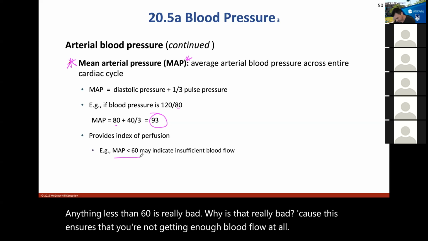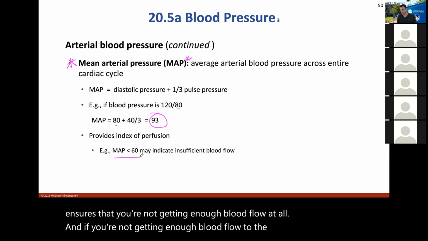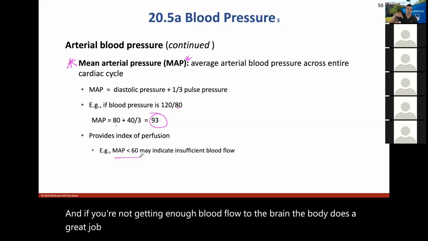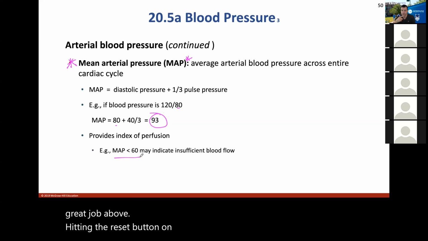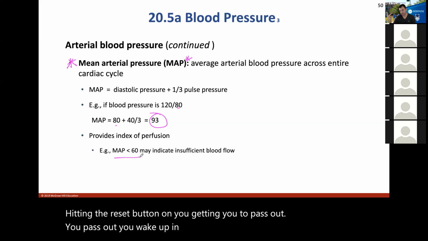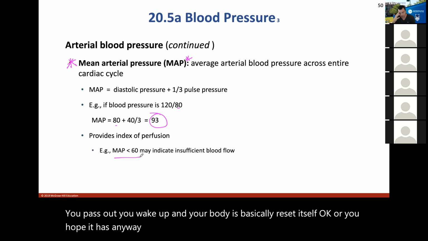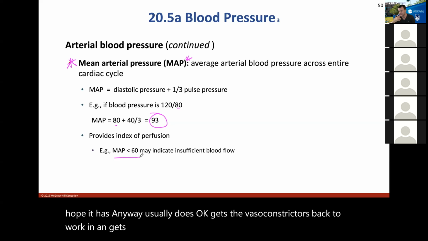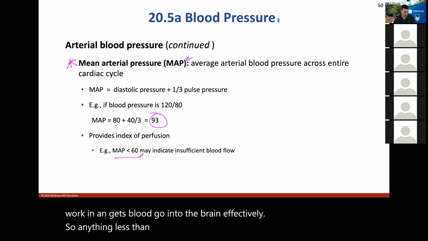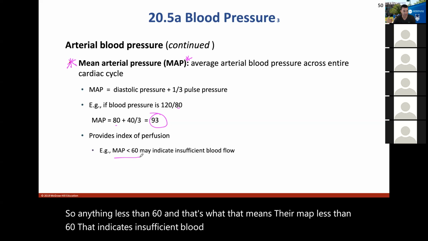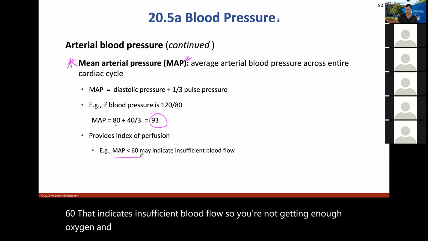And if you're not getting enough blood flow to the brain, the body does a great job of hitting the reset button on you, getting you to pass out. You pass out, you wake up, and your body has basically reset itself. Okay? Or you hope it has anyway. It usually does. Gets the vasoconstrictors back to working and gets blood going to the brain effectively. So anything less than 60, a MAP less than 60, indicates insufficient blood flow. So you're not getting enough oxygen and you can't maintain anything.